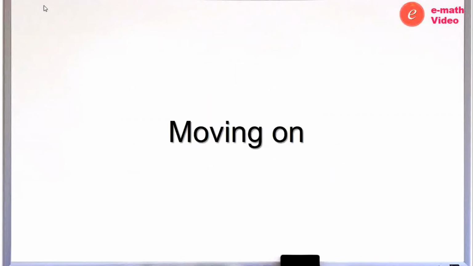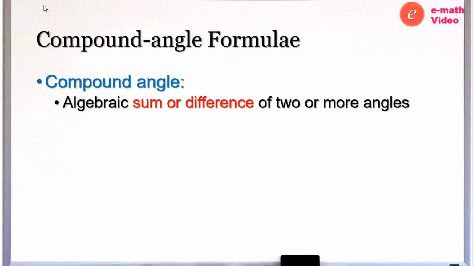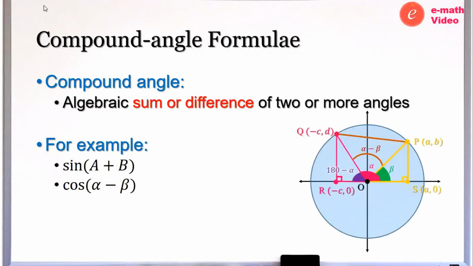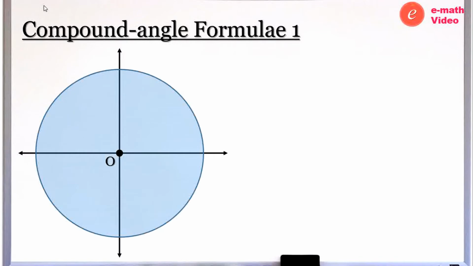Moving on. Finally, we get into the topic, compound angle formula. But before we begin, we have to know what a compound angle is. It's actually an algebraic sum or difference of two or more angles. For example, I want to find sine A plus B or cos alpha minus beta. You can just say, hey, if A plus B equals C, then why not just take sine C? But what if we have something like this? Don't be scared. I will use a unit circle to explain how we get there.